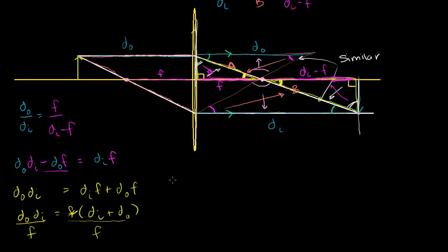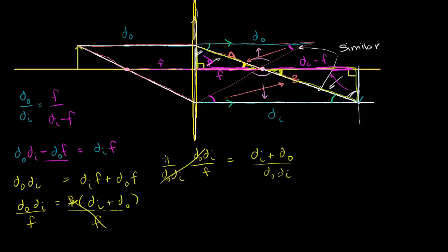And then I don't want to skip too many steps. Let me just rewrite what we have here. So these cancel out. So we have d naught di over f is equal to di plus d naught. And now let's divide both sides by d naught di. So 1 over d naught di. Divide this side by d naught di. Cancels out over here. And so we are left with, on the left-hand side, 1 over the focal length is equal to this thing over here.